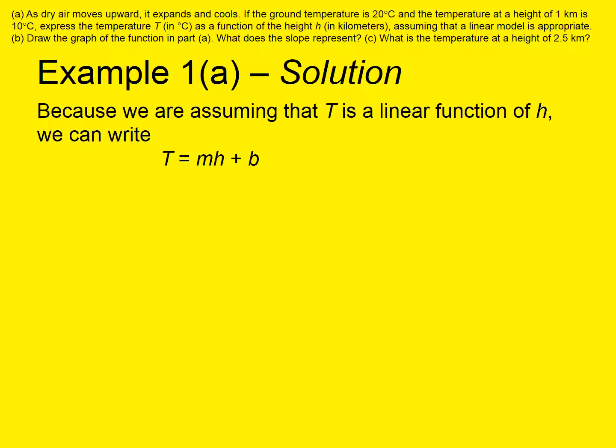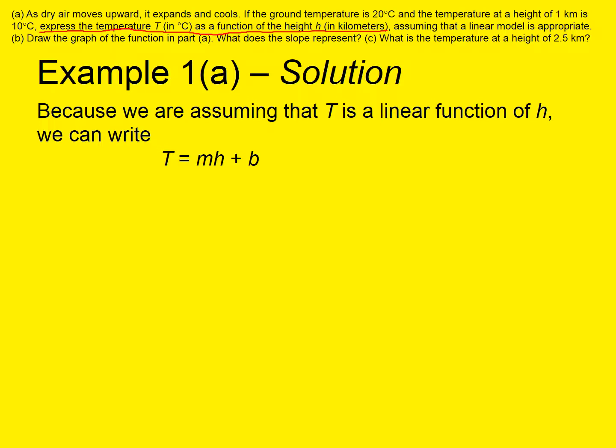Okay, so right now what we're doing is part A here. Express t as a function of height h. Okay, so express t, that's like the y, isn't it, right? Y is usually a function of x, t is a function of h. Okay. So instead of y equals mx plus b, y equals mh plus b.